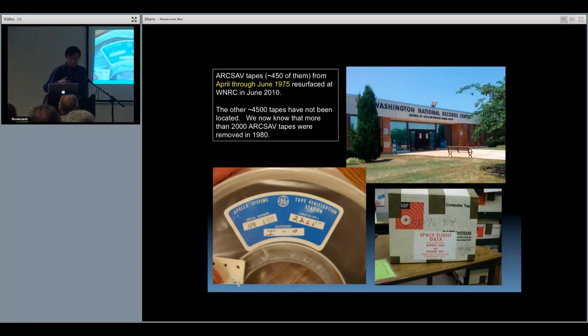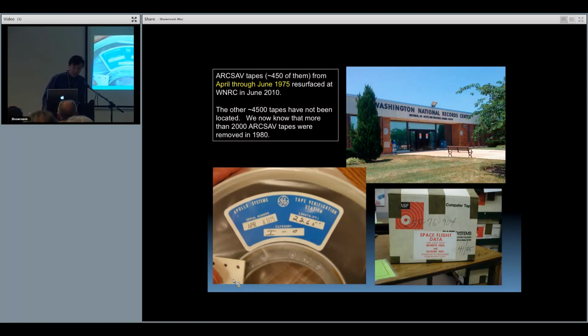Then I was able to finally verify that at least they have 450 of those AXAF tapes in store. And those included the data from April through June of 1975. But unfortunately, I also found through this document search that there used to be a lot more AXAF tapes stored there, but about 2,000 of those were later removed in 1980. Then we don't really know where those tapes went.